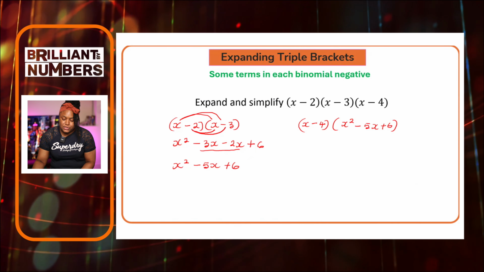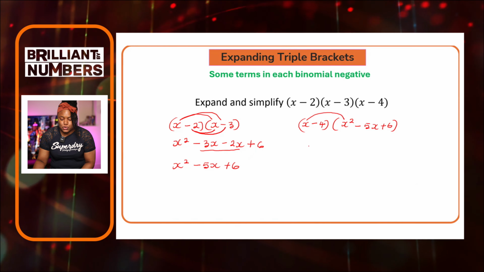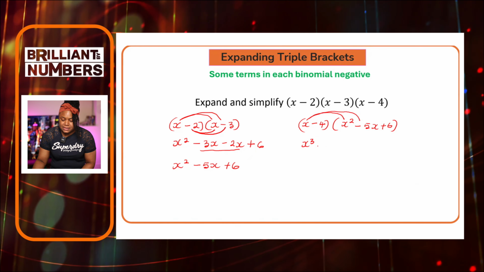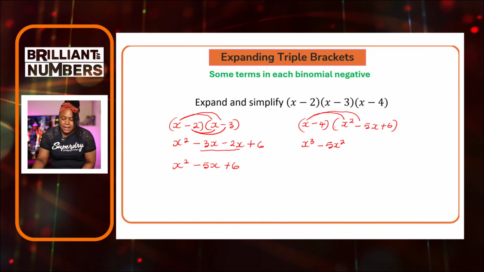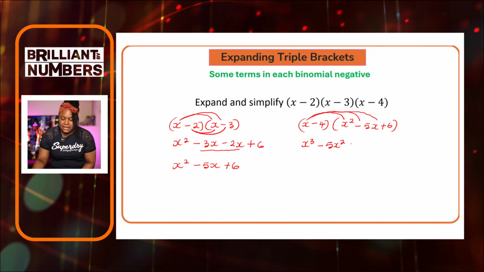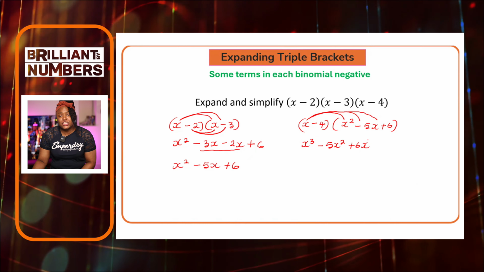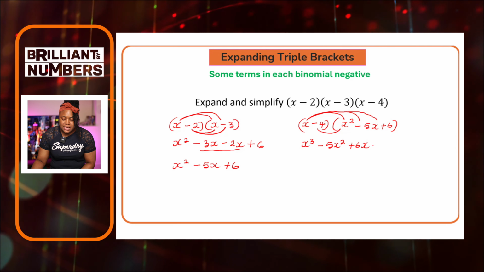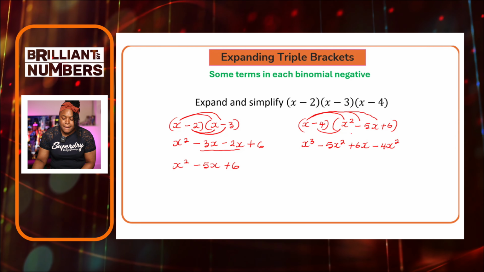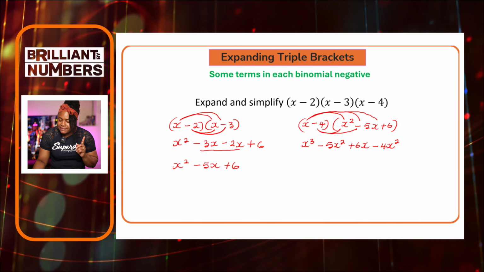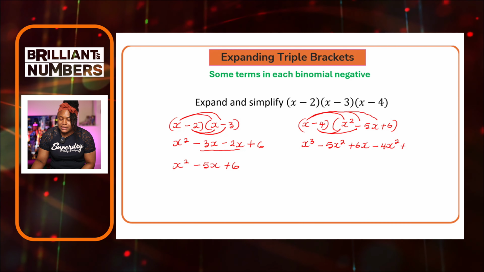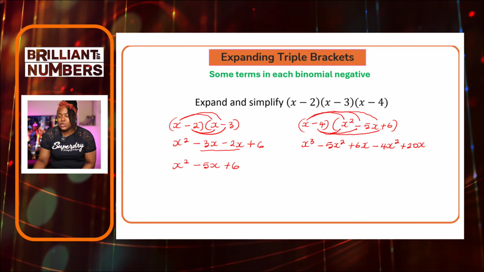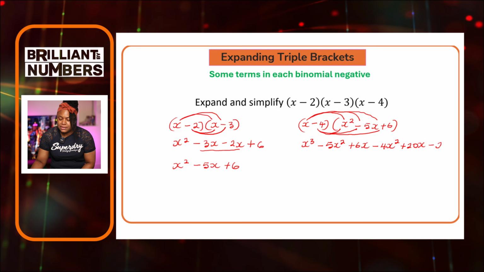So I'm going to do x times x squared, which is x cubed. Then x times minus 5x is minus 5x squared. x times positive 6 is positive 6x. Finish using x, going on to the minus 4. So minus 4 times x squared is minus 4x squared. Minus 4 times minus 5x, 2 negatives gives a positive, so that's positive 20x. And minus 4 times positive 6 is minus 24.